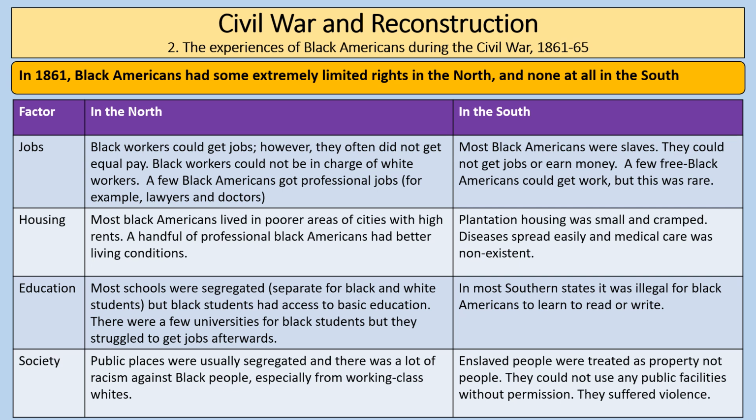So next we're going to look at the experiences of Black Americans during the Civil War between 1861 and 1865. So let's have a look at what rights Black Americans had in the North and in the South. And the answer to that is they had extremely limited rights in the North and none at all in the South.